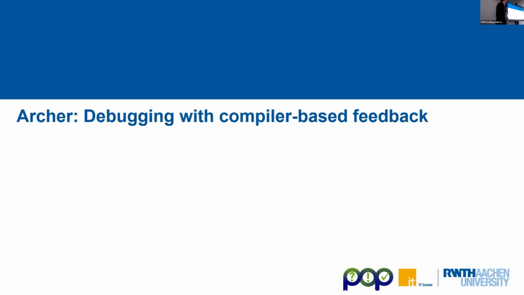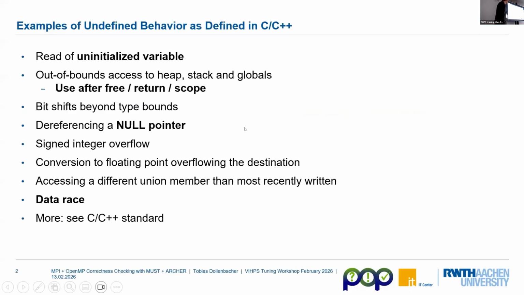All right, let's start with Archer. We'll call it debugging with compiler-based feedback, and you're going to see why. So first of all, as a brief motivation, we can make all sorts of nice little errors in programming languages like C or C++, which give us a real hard time to debug. If we do something that is not according to the standard, it's undefined behavior.